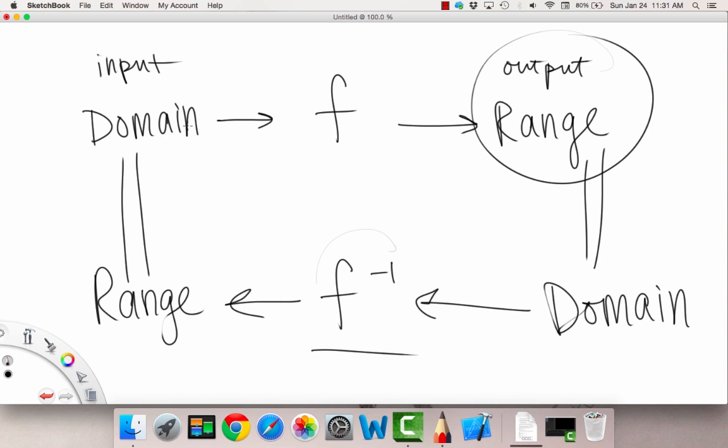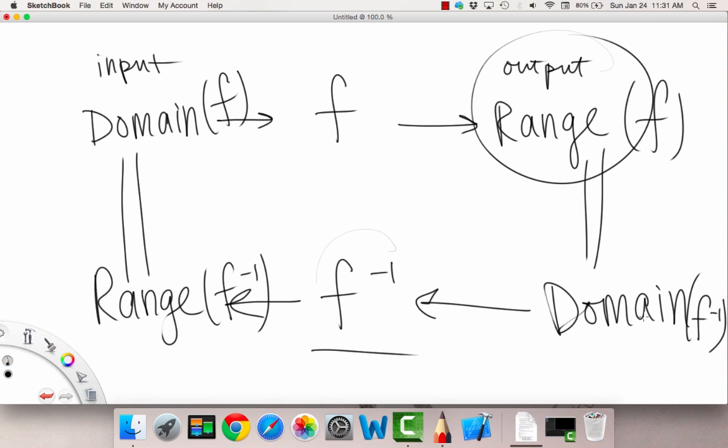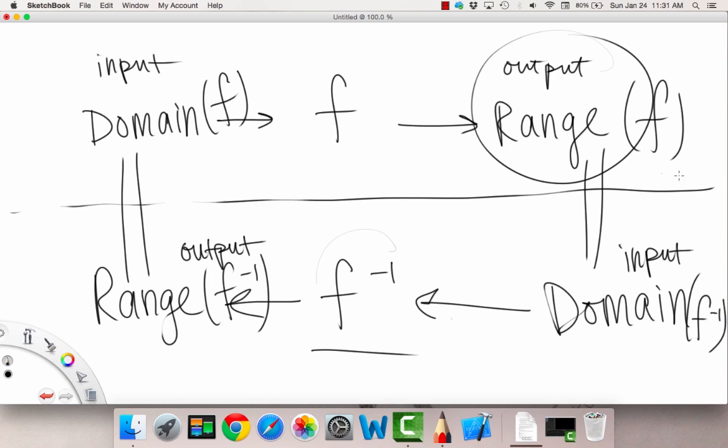So the domain of f is equal to the range of f inverse, and the range of f is equal to the domain of f inverse. They're just swapped. Like I said, we're just swapping the inputs and the outputs of everything. Let me write in a couple more things to clarify. It's divided like this: the top half of the line is everything going on with f, and the bottom half is everything going on with f inverse. The two lines just mean equal to.